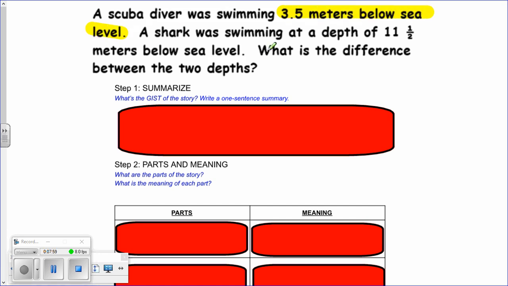And that word below is very important because it makes me think something different is going to be happening with this 3.5. It says a shark was swimming also at a depth of 11.5 meters below sea level. So I'm going to highlight that as well. Again, the fact that they're saying it's below sea level is very important here because we know that means they are under the water. And then the question says, what is the difference between the two depths? That word difference is key here because that word makes me think of subtraction.